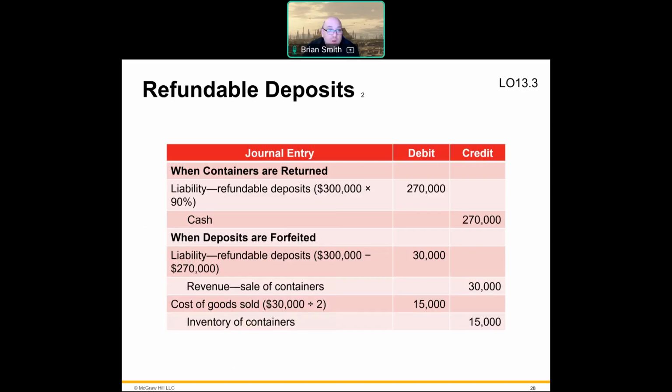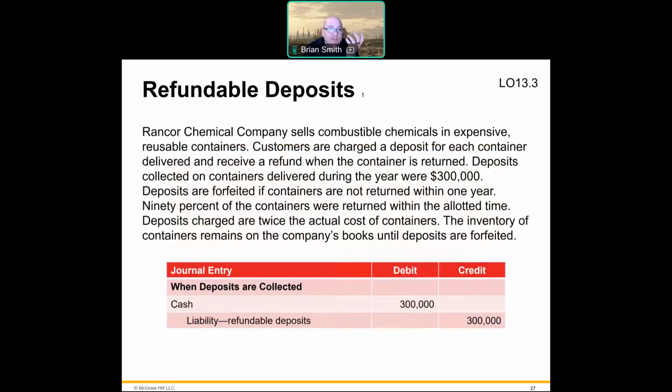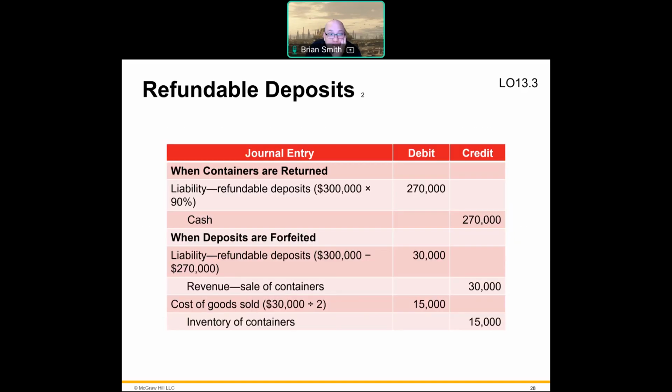Now, when the containers are returned, I didn't even read the question here. So deposits collected, containers. We sell chemicals if they bring the container back. If they don't do it for 1 year, then we keep the money. 90% of the containers were returned. Deposits charged are twice the actual cost of the containers. The inventory of containers remains on the company's books. Deposits forfeit. So in this situation, when the containers return, we got 90% of them coming back.